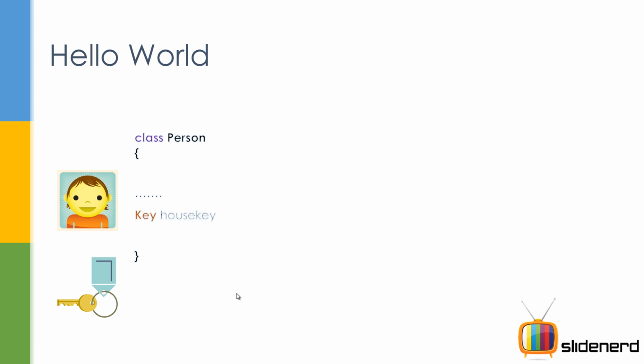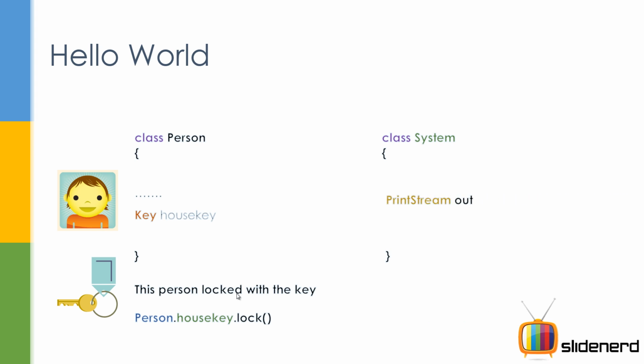You can say that programmatically like this, saying that there is a key which is inside the class person, which indicates that you have the key. So now in English, you say something like this: person locked the lock with a key. In programming language, you can say it like this: person.housekey.lock. This indicates that the person used this key to lock. The same way, there is a class system which has the print stream object out, and you say system.out.println. Println is the instructions needed to print. Out is an object of print stream which has the println function, and this object out is contained within somebody else called system.